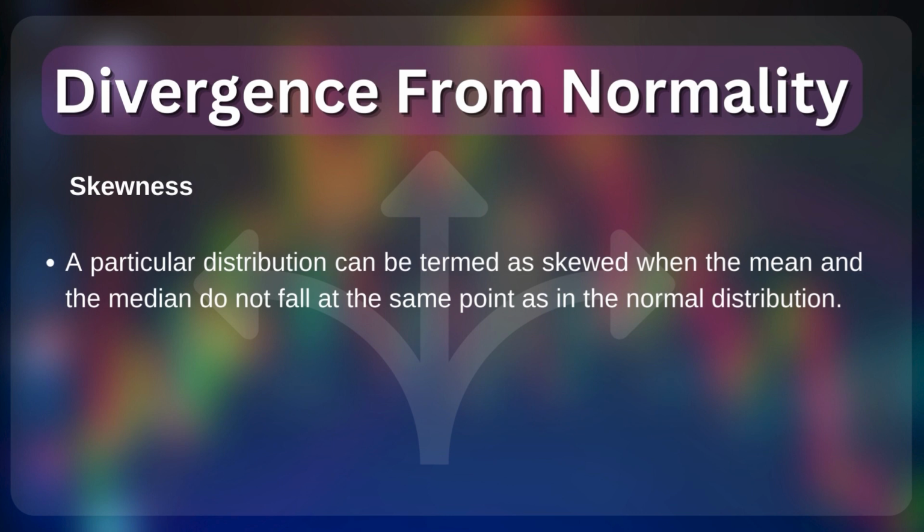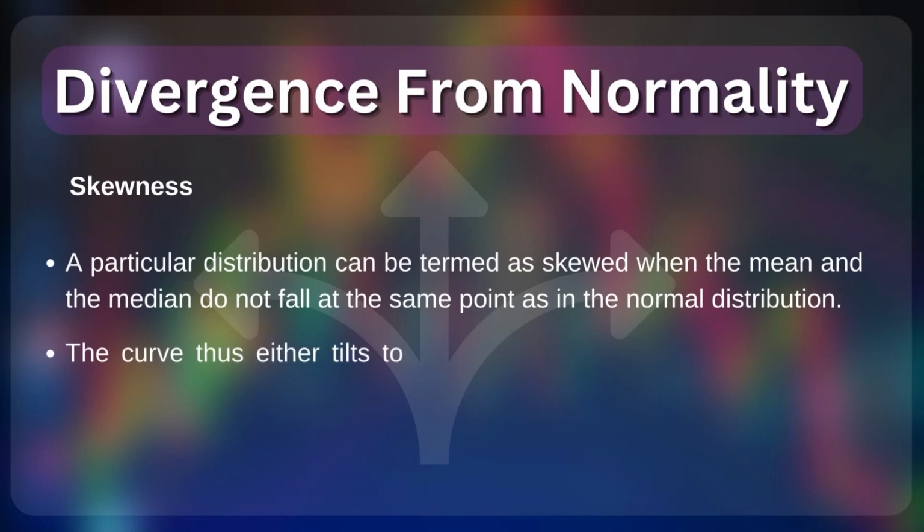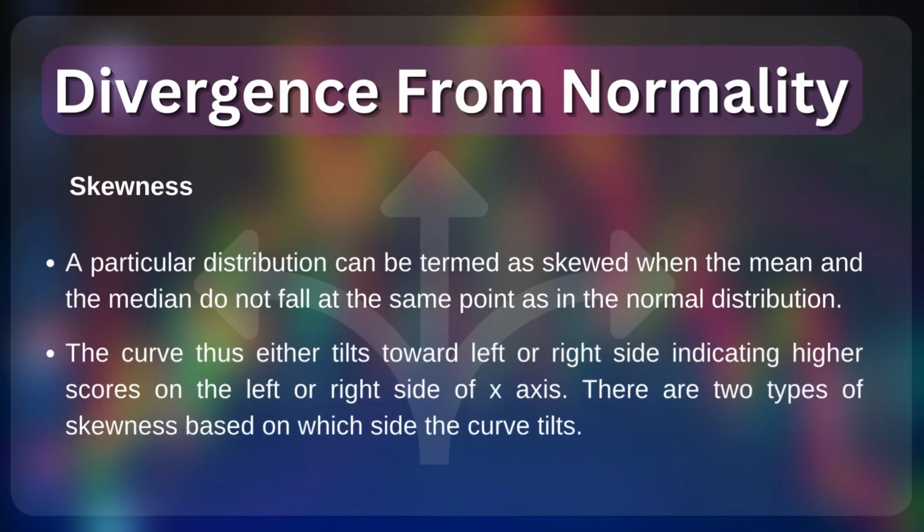So, we discussed one of the properties of the normal probability curve, that it is unimodal in nature. The mean, median and mode of that particular data fall at the same point. But for data which follow skewness, the mean and median do not fall at the same point, and the curve is tilted either towards the left or right side, which indicates higher scores on the left or the right side of the axis. You can also see it in the diagram as mentioned.